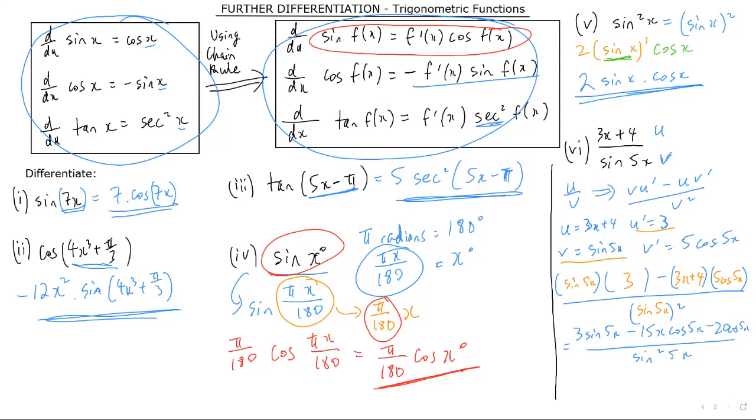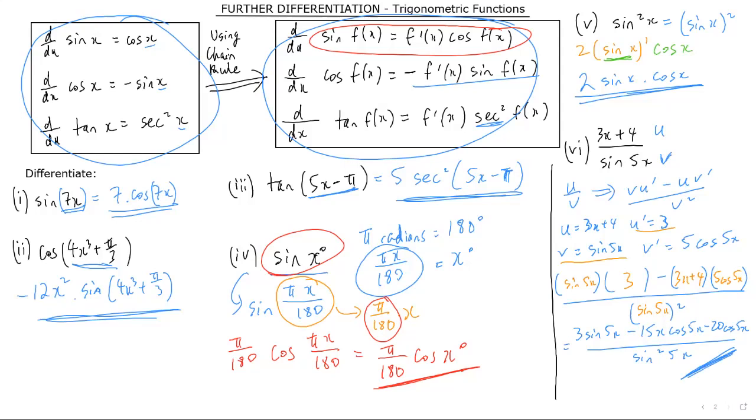You can put them two together. So let me just write that again. That's minus 20 cos 5x. Now you can see here that this is 3 sine 5x. This is 15x cos 5x and minus 20 cos 5x. Nothing is the same here, so you can't really simplify it. So we'll leave it as it is, like that.